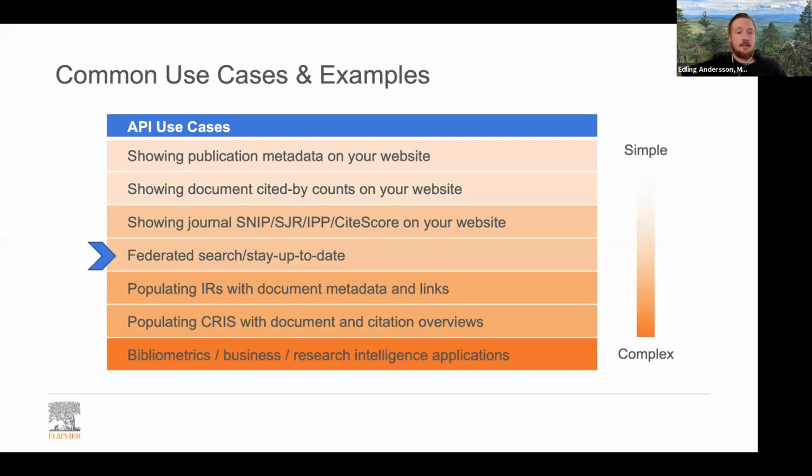analysis. There's federated search, which allows libraries to implement a single search across all their digital assets. Or, as we've been talking about today, automating the process to stay up to date with new content. There are integrations that can be done with CRIS systems like Pure, or institutional repository systems like Digital Commons. And finally, the APIs are used for business intelligence applications, such as benchmarking research performance or detecting trends through text mining. All of these things can be done through the API.